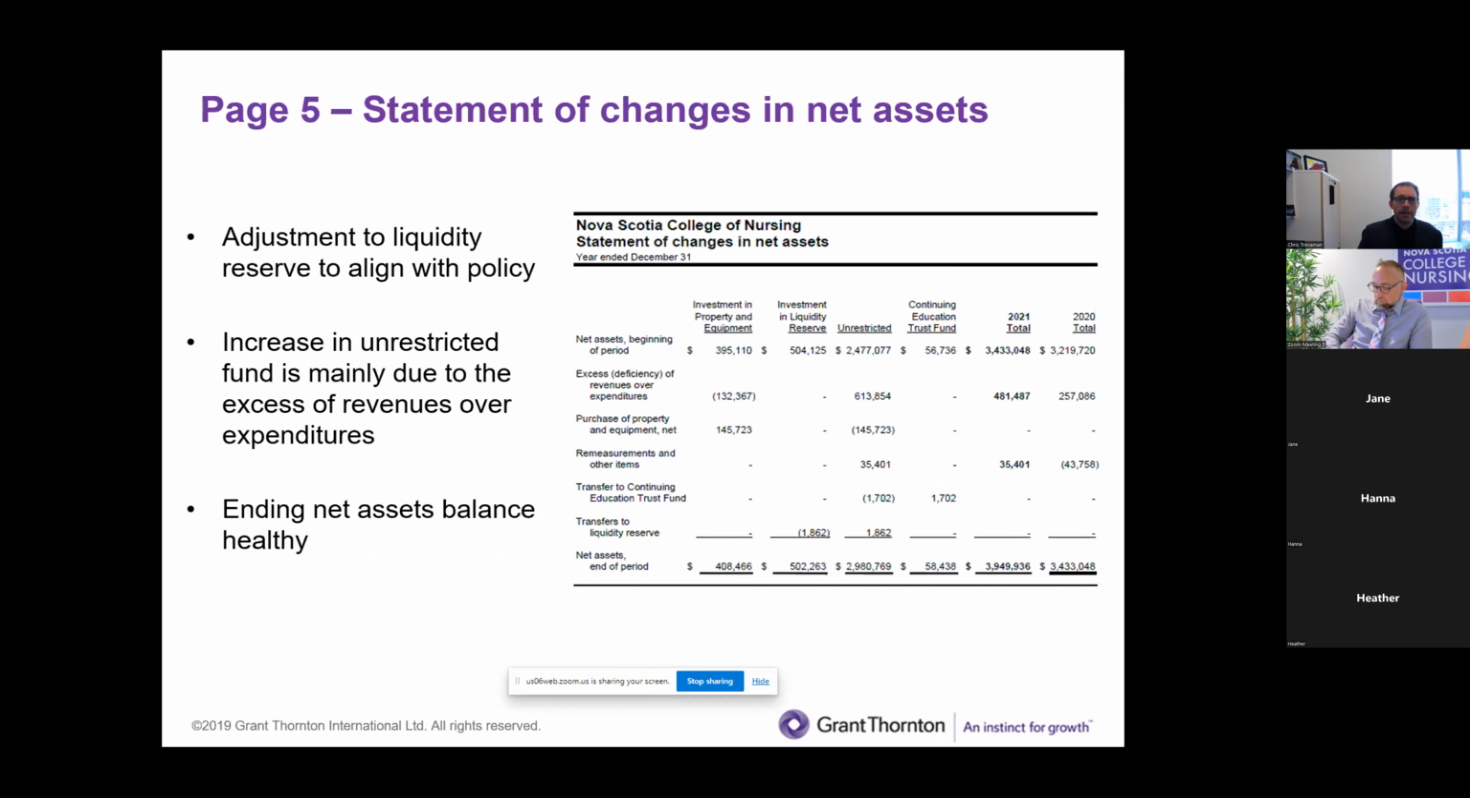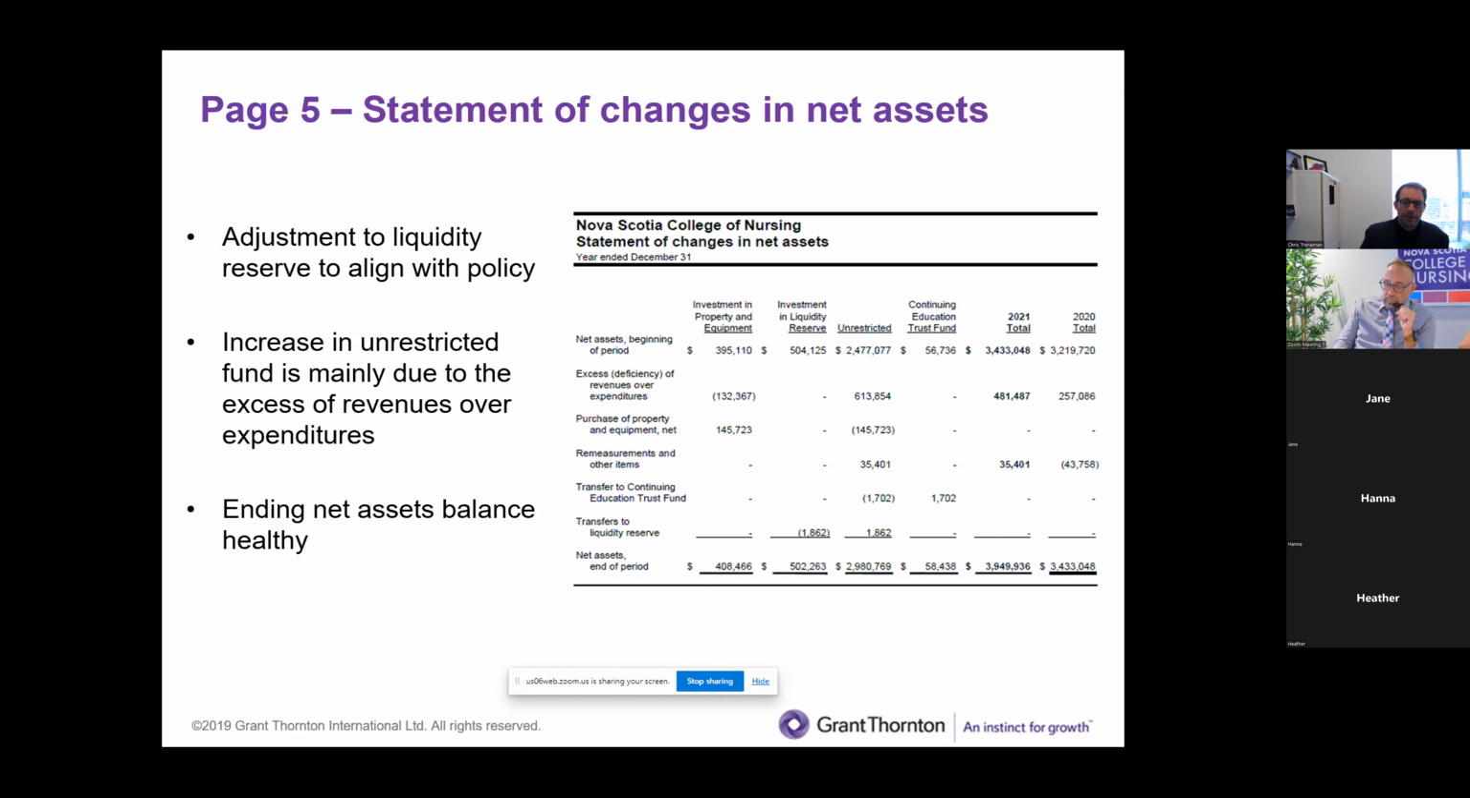Page 5 of the audited statements represents the statement of changes in net assets. So this statement shows a continuity of each of the funds held by the Nova Scotia College of Nursing. In the current year, a couple things that I'll draw your attention to. The investment in liquidity reserve has had minor balances adjusted to align with the policy. We do see a bit of an increase in the unrestricted fund, and that's really tied back to what we saw in the statement of operations with the increase in revenues over expenditures for the current year.